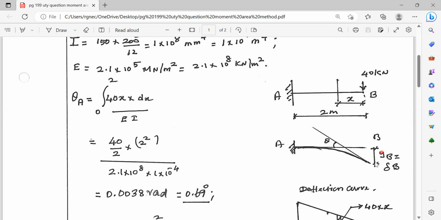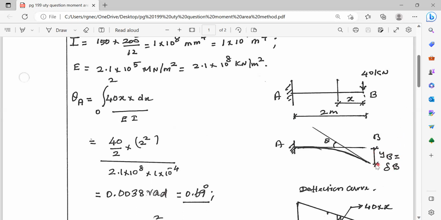And YB is the vertical intercept which can be obtained from the Mohr's moment area theorem. Mohr's moment area theorem will give only the vertical intercept dropped on the tangent. Therefore, YB will be calculated by the Mohr's moment area theorem, and it is equal to delta B.